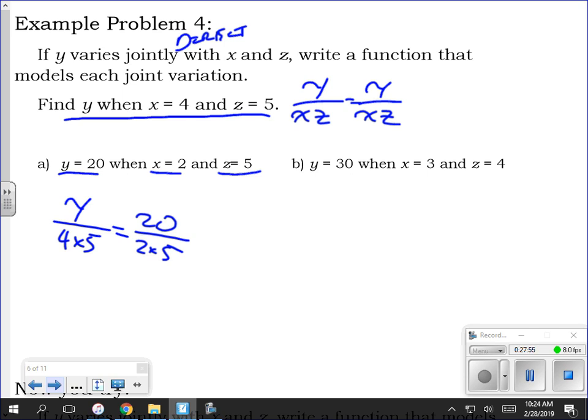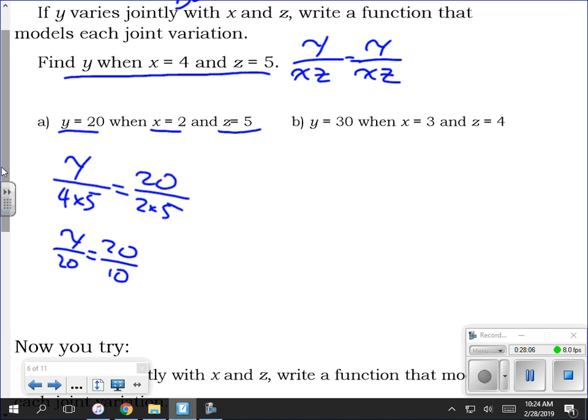Now you start to simplify a little bit. Y over 20 is equal to 20 over 10. So that means y over 20 is equal to 2 over 1. So what's y? 40. Y equals 40. No, you can't because it's equal, so you can't cross cancel that way. When you're multiplying, you cross cancel. But I'm not multiplying, right? They're equal to each other.